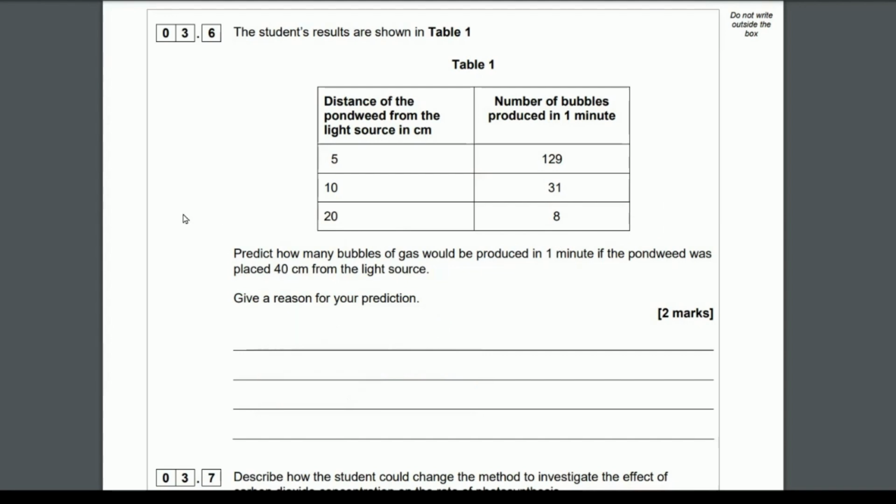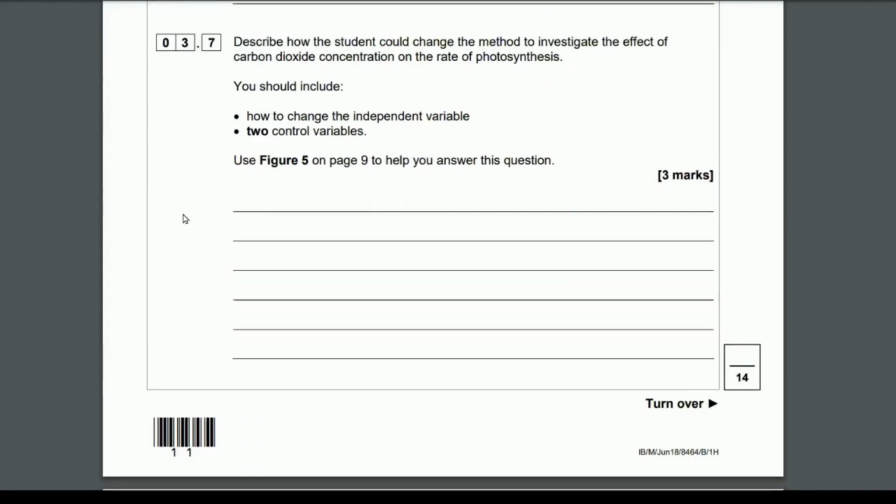Inverse square law hasn't come up in a while, and this is 2018. So you might want to make sure you revise that for your exams because it hasn't come up in a while. 3.7, describe how the student could change the method to investigate the effect of the carbon dioxide concentration on the rate of photosynthesis. You should include how to change the independent variable and control variables.